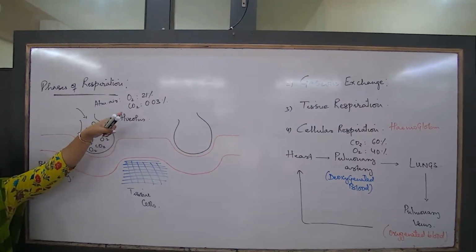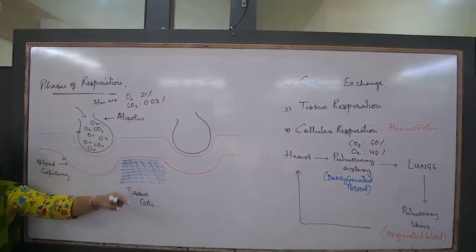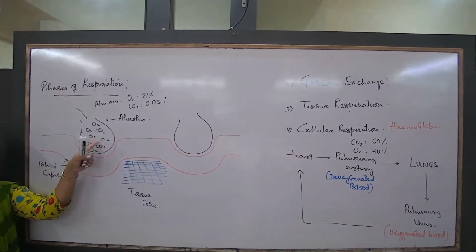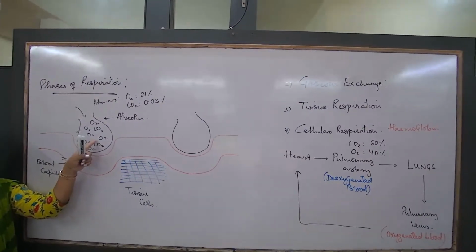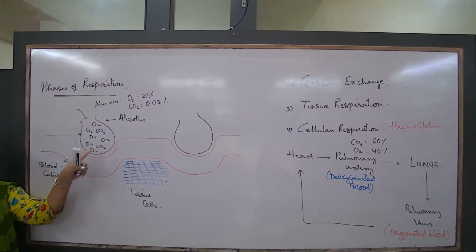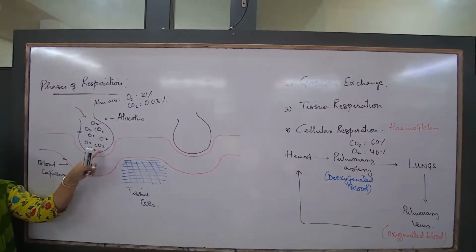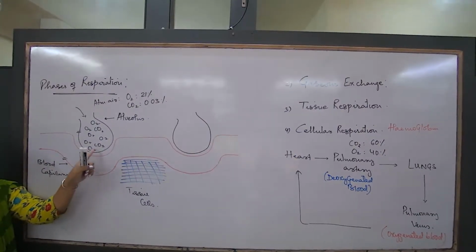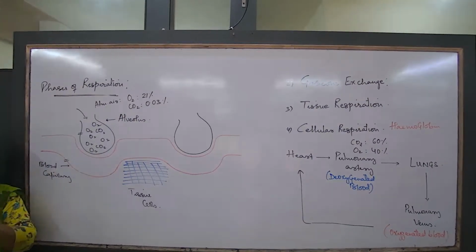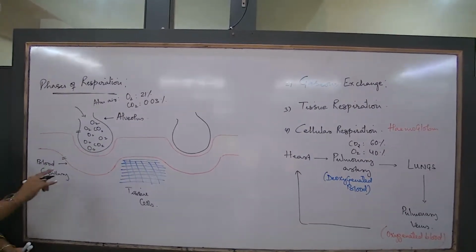Atmospheric air has almost 21% oxygen and 0.03% carbon dioxide. So there's a big difference. When we are inhaling, the air getting filled in the lungs has more oxygen and much less carbon dioxide. And I am comparing this alveolus with the nearby blood vessel. Surrounding every alveolus, there are a large number of blood vessels. So I am talking about one of them.